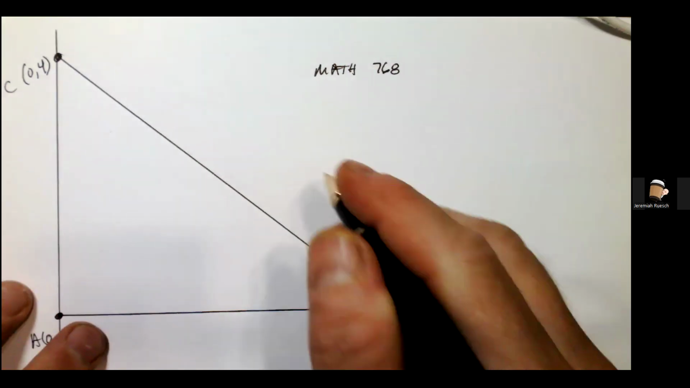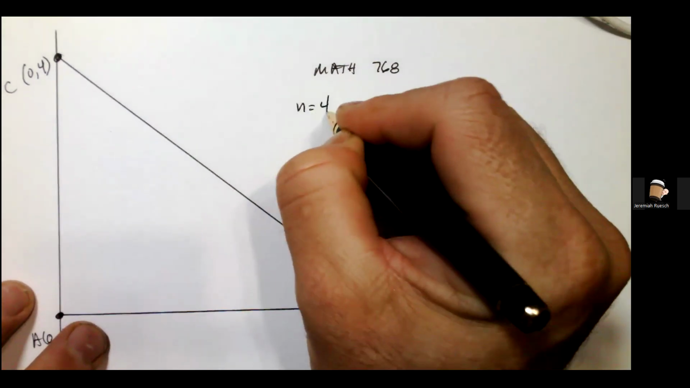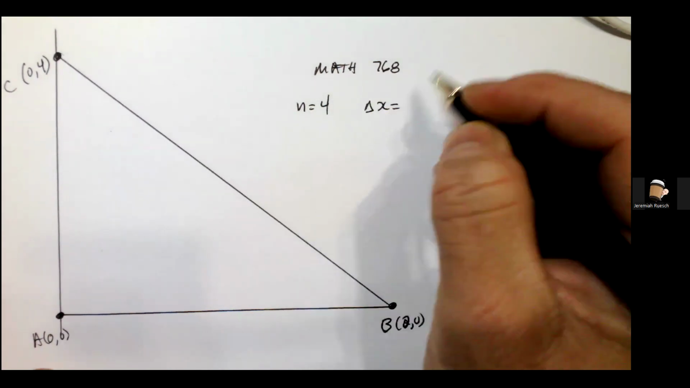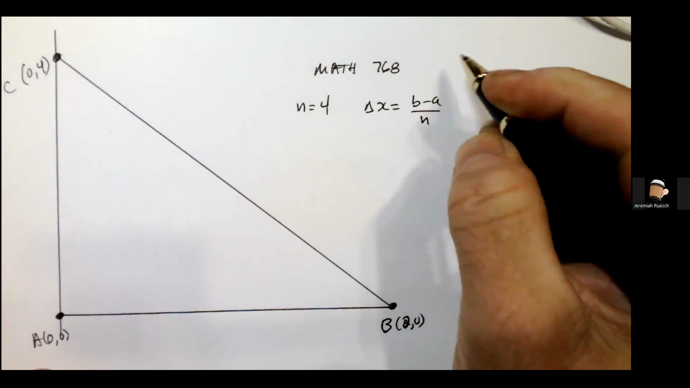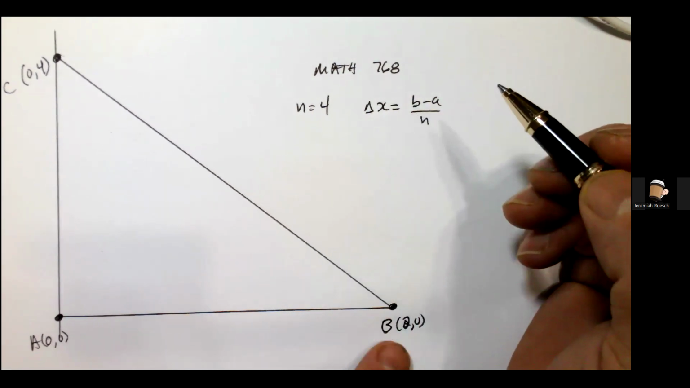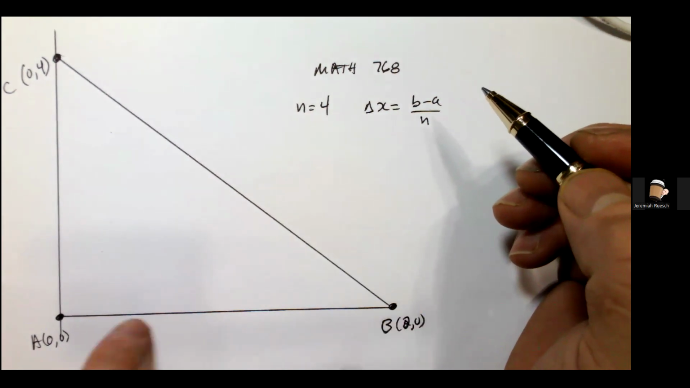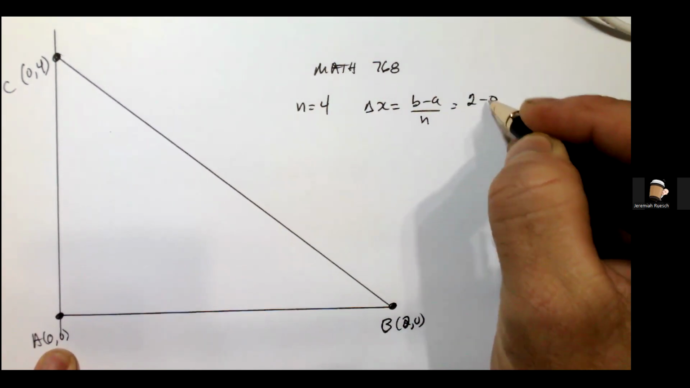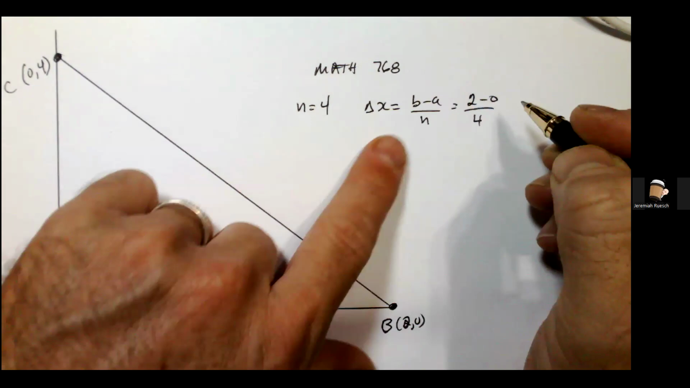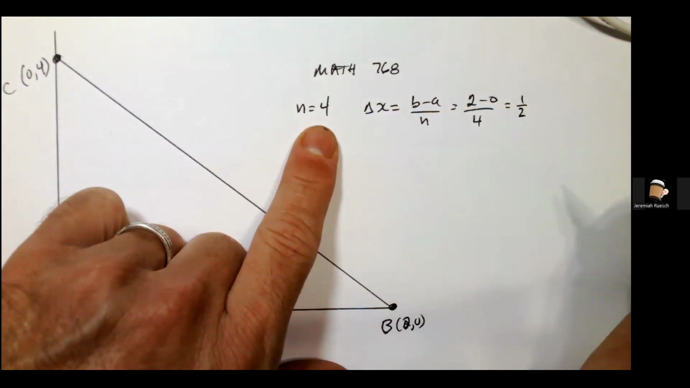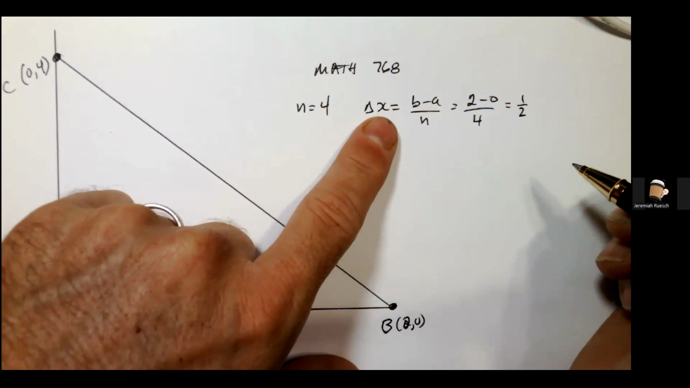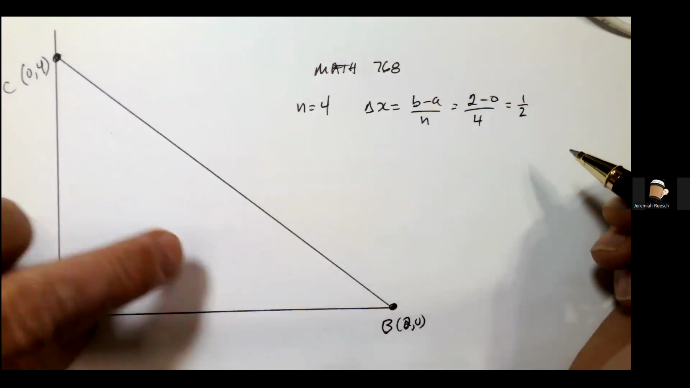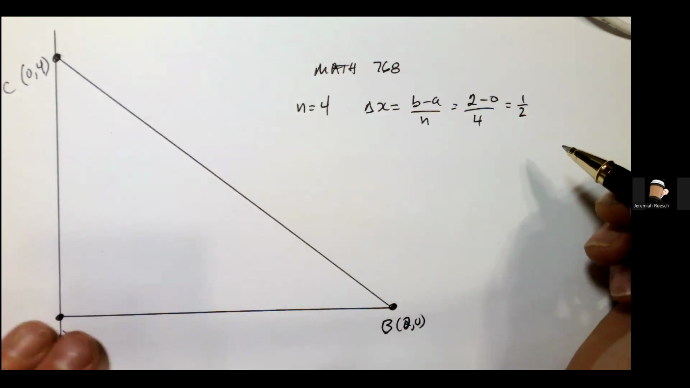Okay. So we were saying let n equal 4, and n will be the number of rectangles that we have. Delta x was going to be b minus a over n, where b is the x component of the base, and a is the a component of the base. So it's going to be 2 minus 0 over 4, because n was the number of rectangles. That gives us that delta x is equal to 1/2. That's the length of each stride as I step along this x-axis in creating my partition here.